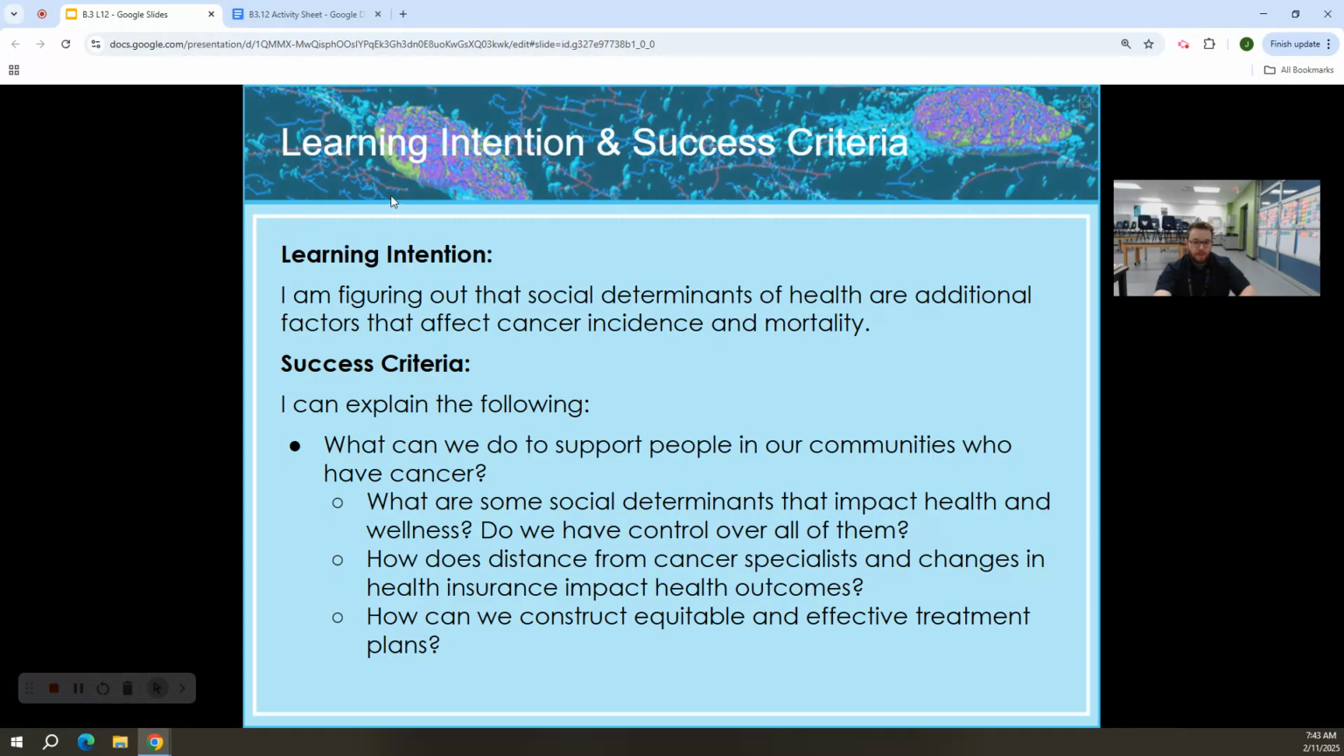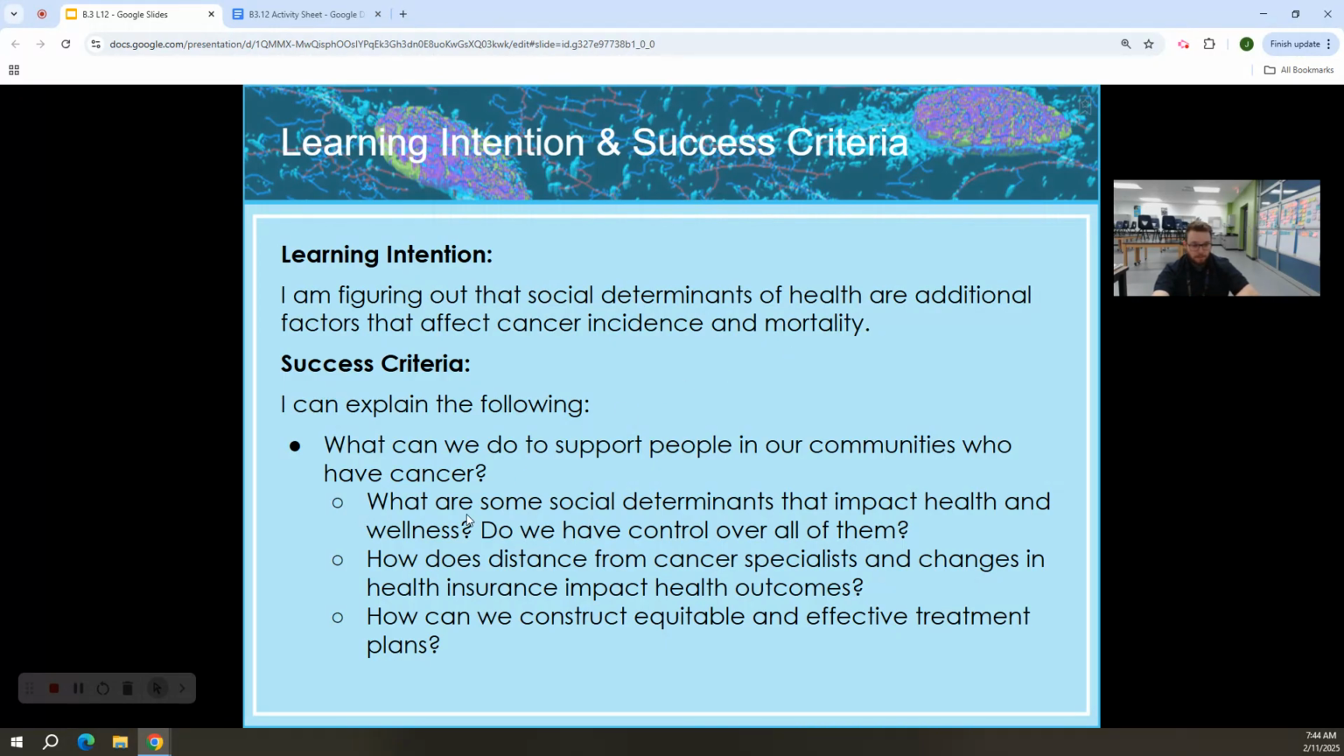Okay. In Lesson 12, we're figuring out the social determinants of health, or additional factors that affect cancer incidence and mortality. Social determinants are just things about my social life, right? Where I live. We talk about socioeconomic status, where I live, how much money I make, different things like that. And those are factors that will affect cancer incidence, the rate that I get cancer, and the rate that I die from that cancer.